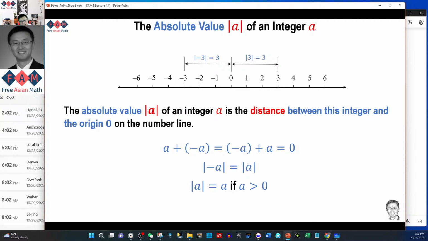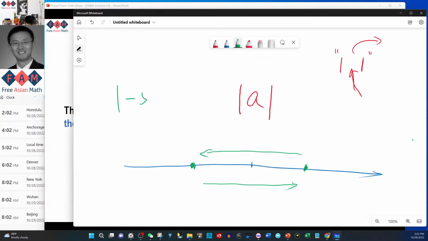Okay, what if A is negative in the first place? Say, what is negative 5's absolute value? Of course we know it's 5, but what is 5? 5 is just the negation of negative 5. In other words, 5 is the negation of negative 5. We already know that, the negation of a number goes back to itself. So, negative 5's absolute value is positive. It's the negation of negative 5.